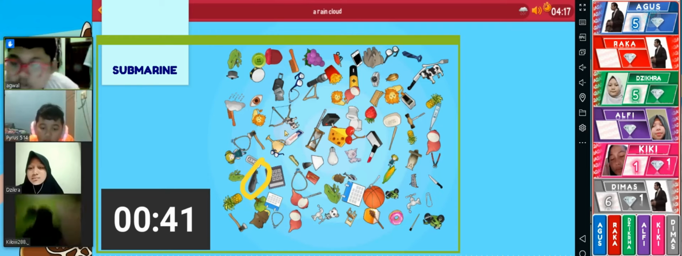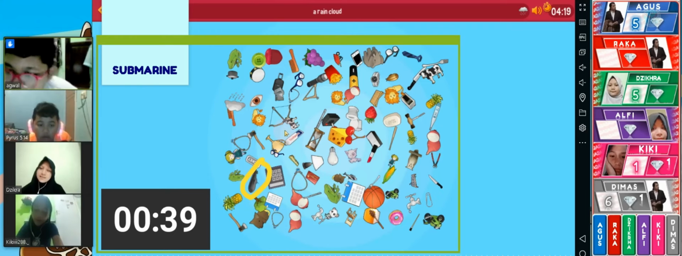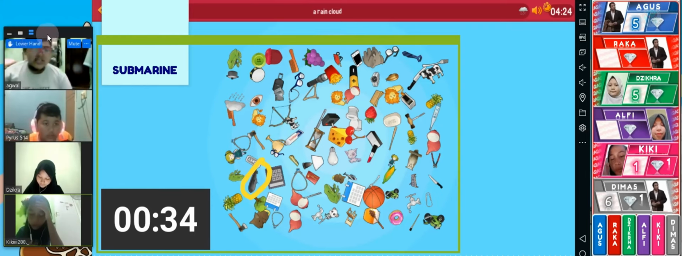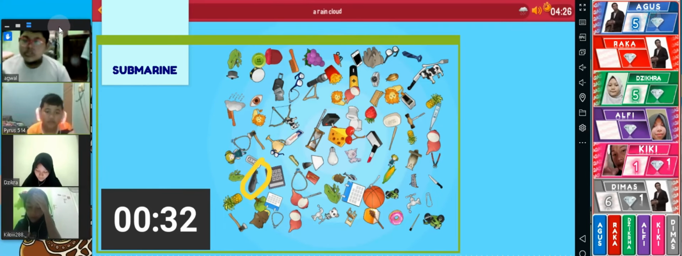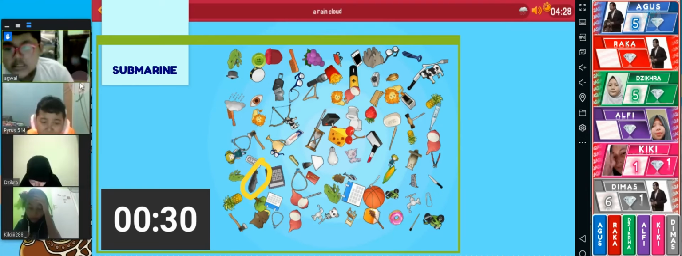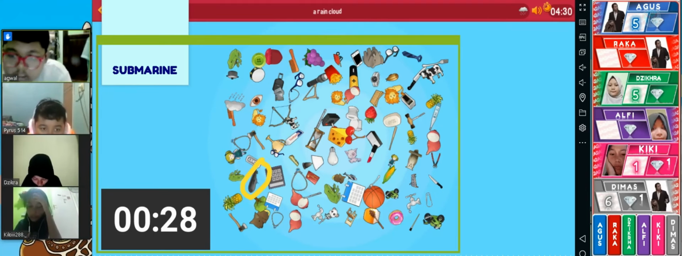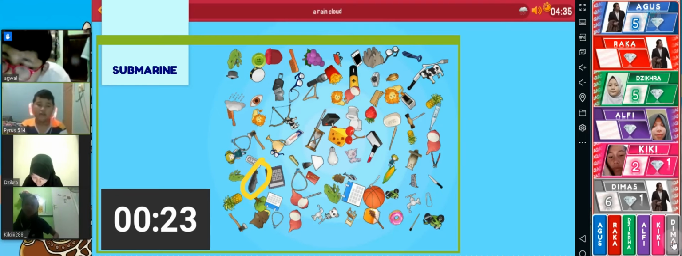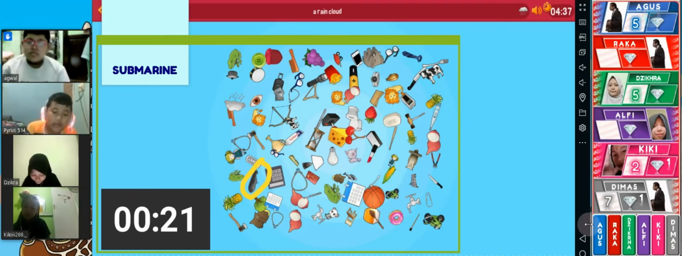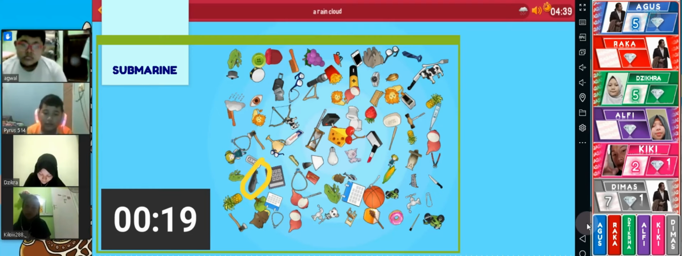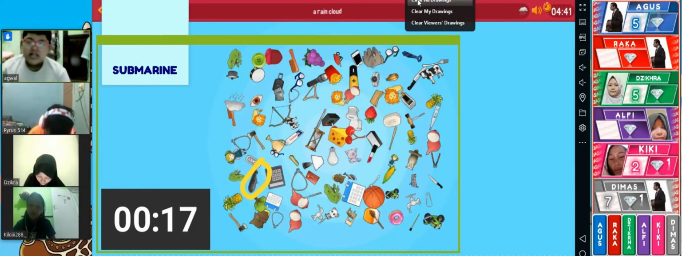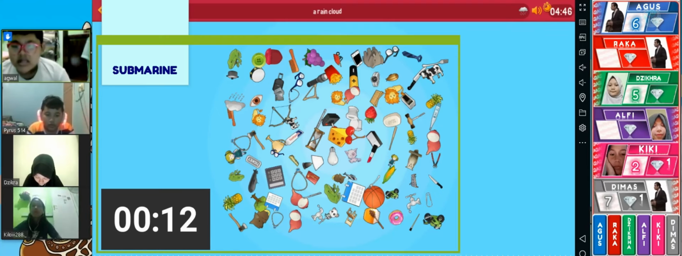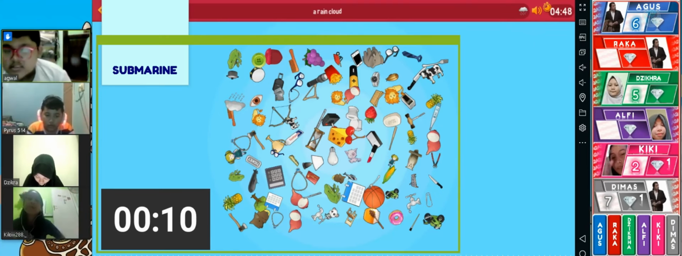Definition. Submarine, kapal selam. A submarine is a type of ship that can travel both above and below the surface of the sea. A ship that can travel underwater. Example: I use a submarine to explore underwater. Probably the underwater has a megalodon.